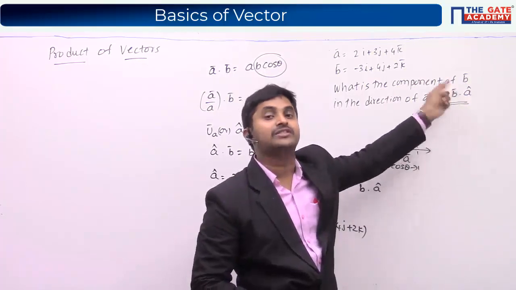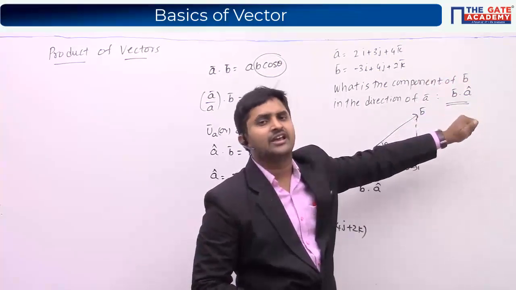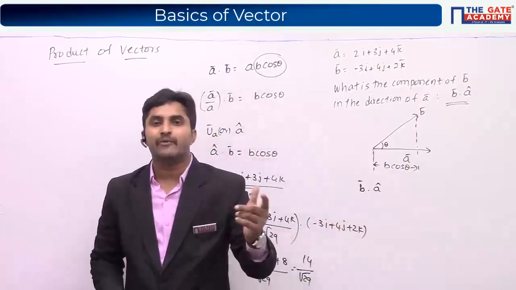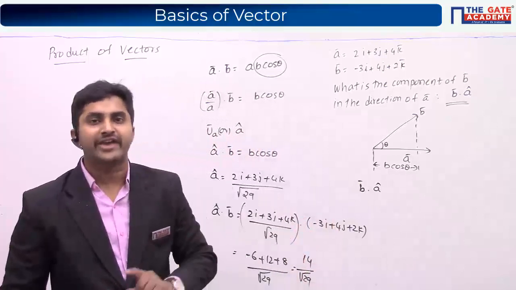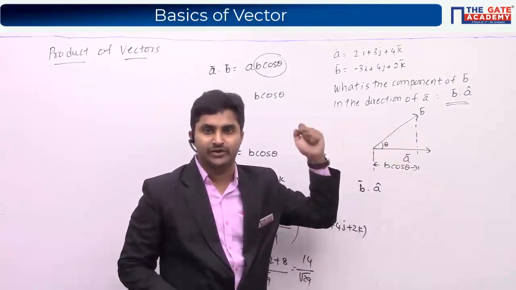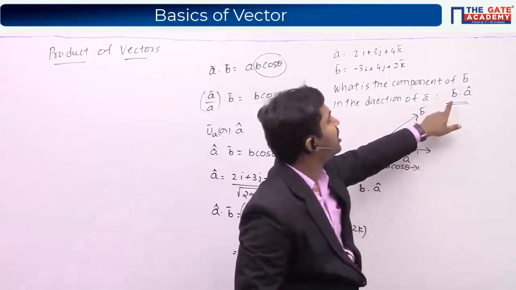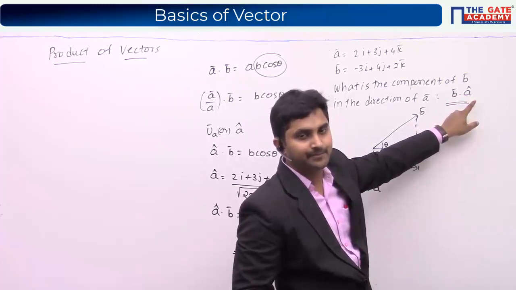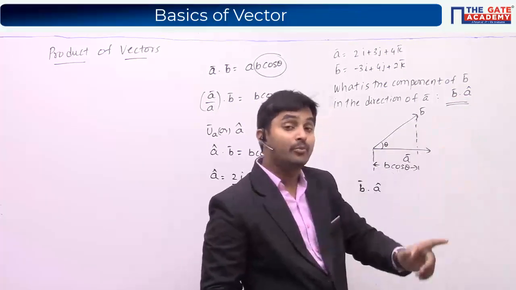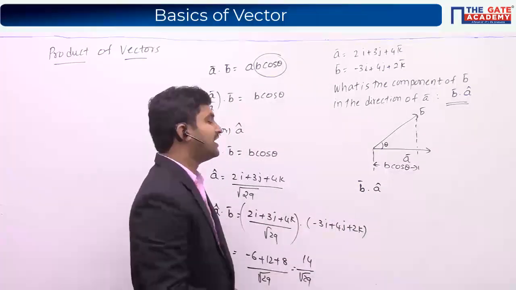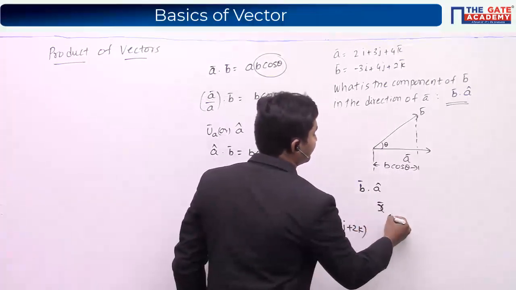You want the component in the direction of A. The direction of A is given by the unit vector of A. So if I am able to do the dot product of B bar with the unit vector of A, then I am going to get the component of a particular vector in the direction of that particular vector. So let us say that there are two vectors called x bar and y bar.